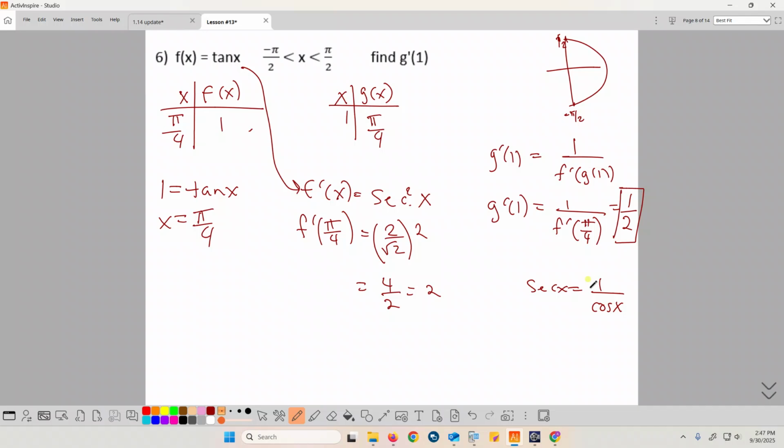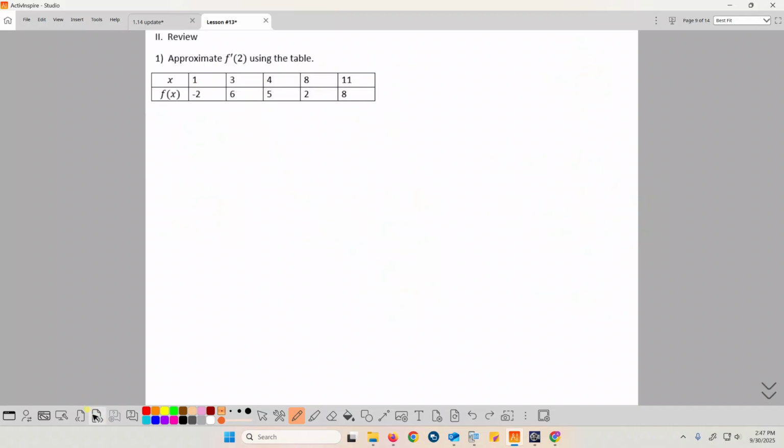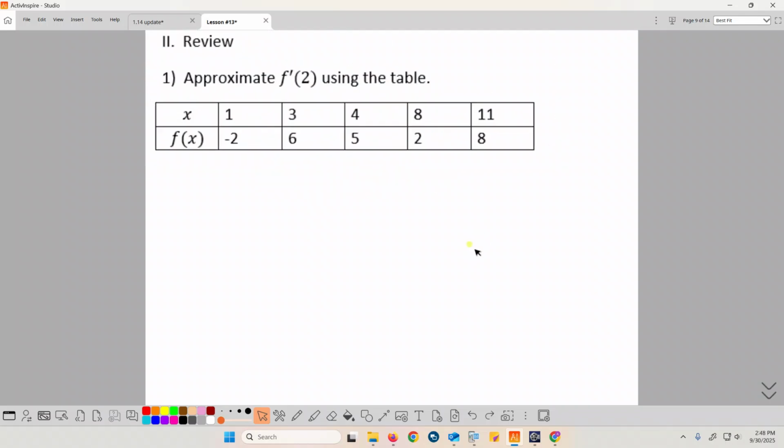All right, let's just do a few review questions now. A couple things just to review, not even related to the section, okay? All right, so let's make this bigger. Can you approximate f prime of 2 using the table? So this would be like a numerical representation of a derivative, right? F prime of 2. So I know that 2 falls in this range right here. That's where the x value of 2 falls, right?